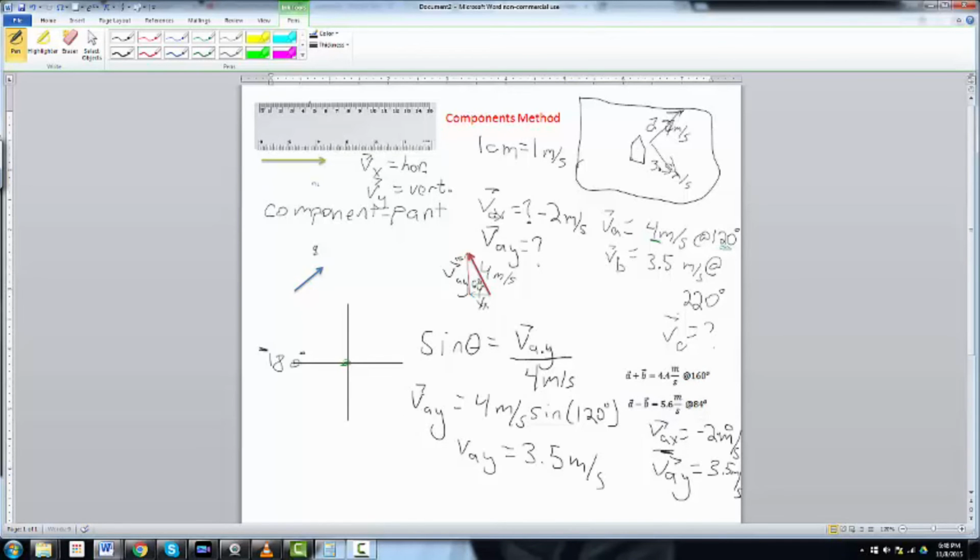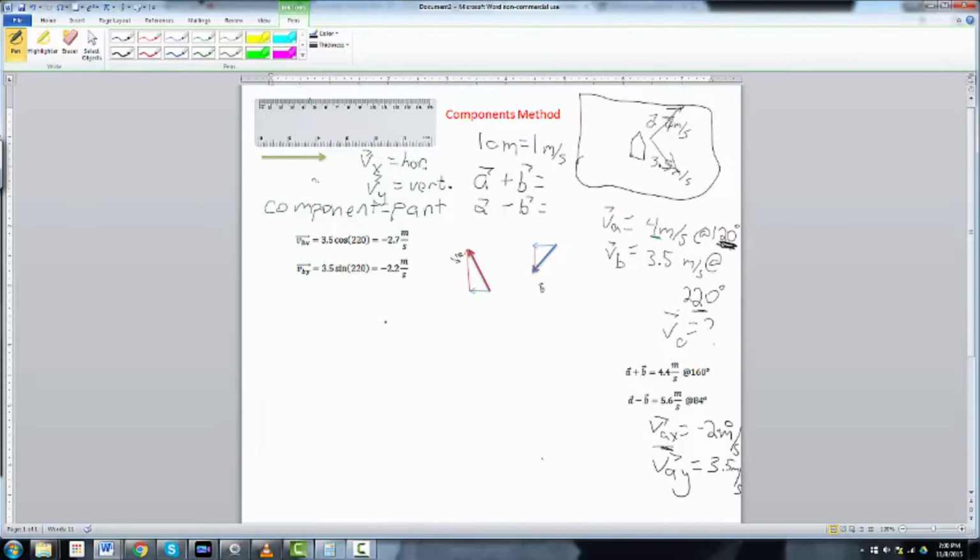I need to do the same thing with my B. Okay, so I went ahead and did that off camera. So to find my VBX, I did 3.5 times cosine of 220 to get me a negative 2.7. And for VBY, I did 3.5 times sine of 220. Remember, this is my hypotenuse. That's how fast they're moving. That in total, 3.5 is the total magnitude. And this is the angle that they're pointing at. So if I look at my B vector, it's moving in the negative x, negative y direction. So both of these answers make sense.